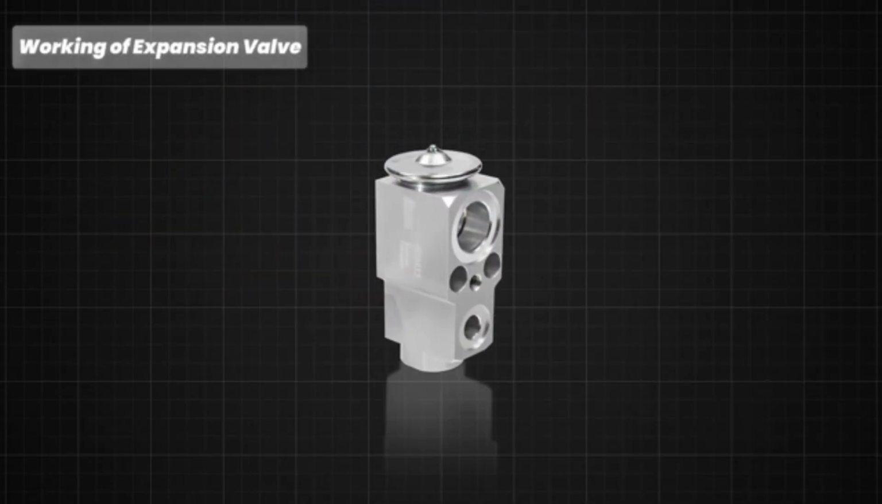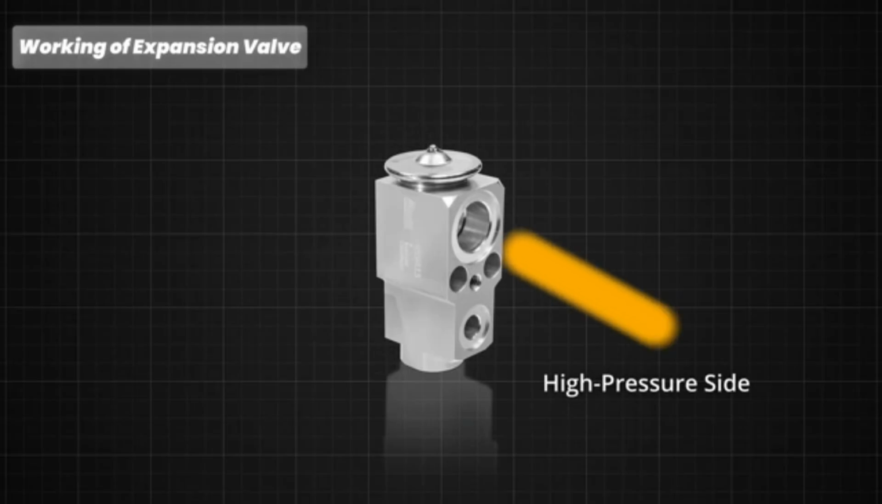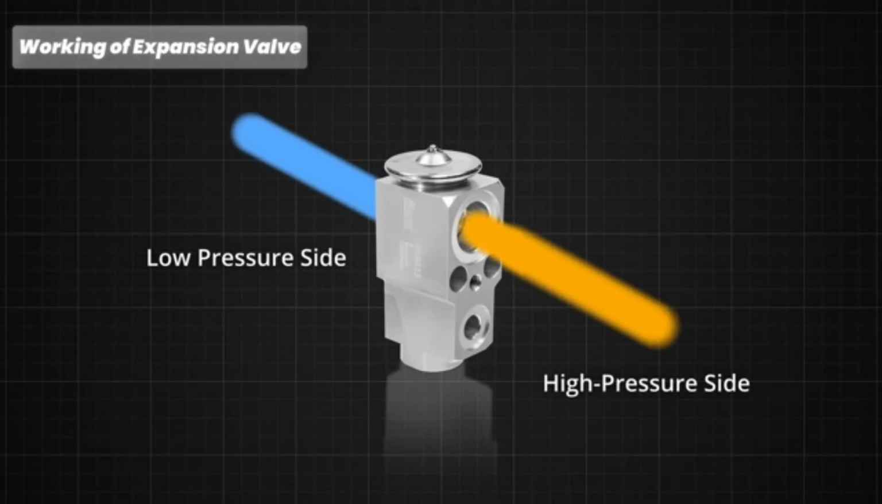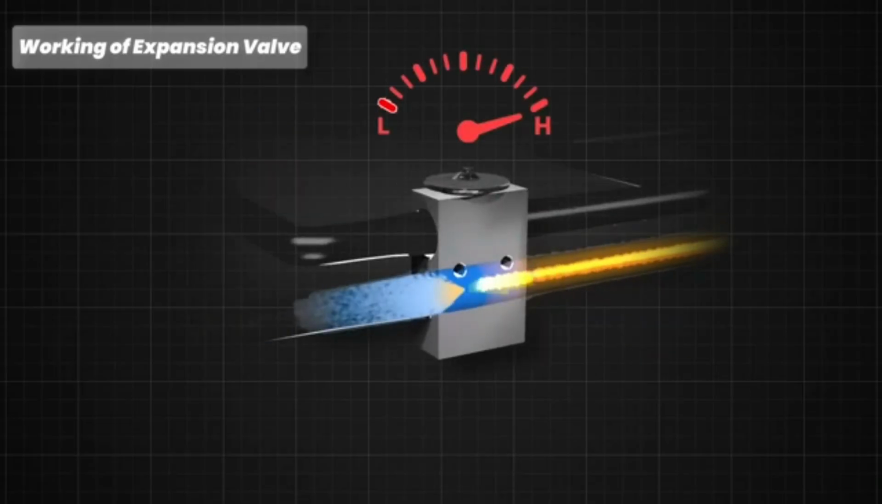The expansion valve is a vital component in a car's air conditioning system, responsible for regulating the flow of refrigerant from the high-pressure side to the low-pressure side of the system. When the high-pressure liquid refrigerant passes through the expansion valve, it encounters a sudden drop in pressure.